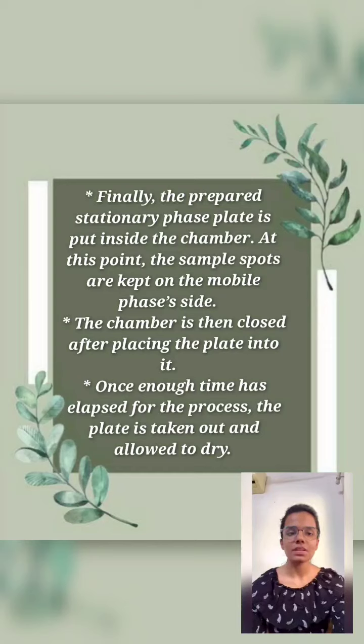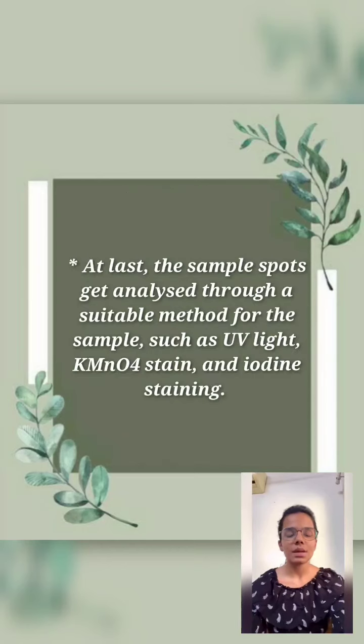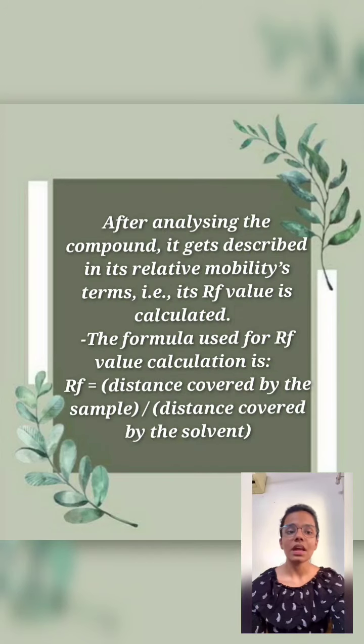Once enough time has elapsed for the process, the plate is taken out and allowed to dry. At last, the sample spots get analyzed through a suitable method for this sample, such as UV light, chemical stain, and iodine staining. This way, the TLC procedure gets completed. After analyzing the compound, it gets described in its relative mobility term, that is, its RF value is calculated.